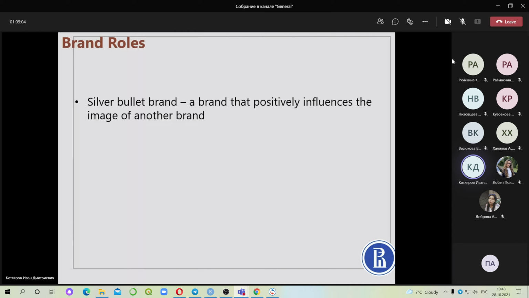Cash cow brand. It is a brand which has a very strong position on the market, and this is why it generates high profits without major investments. So it is a brand which supports itself, so to say. It has a very strong position on the market, and it doesn't require major investments. I would say that Coca-Cola, for example, is an example of a cash cow brand.